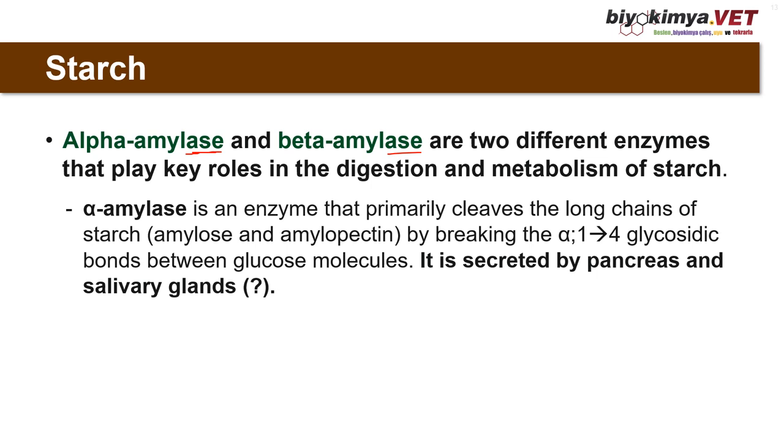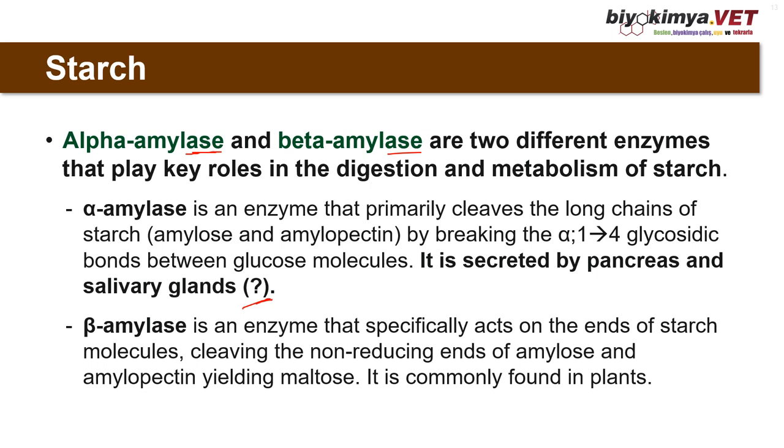The enzyme is active under mild conditions, such as those in the mouth and small intestine, with an optimal pH of around 6.7 to 7.0. And also look at here, there is a question mark, and this question mark is about the existence or the presence of salivary amylase in all animals. And this is not true. Not all animals have salivary amylase. The human and the pig have salivary amylase. But the dog and cat have no salivary amylase.